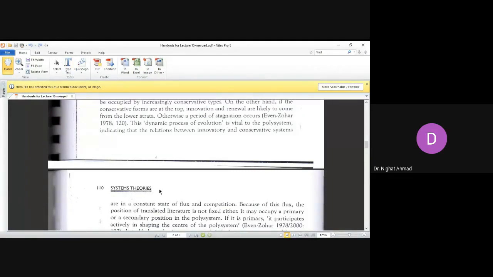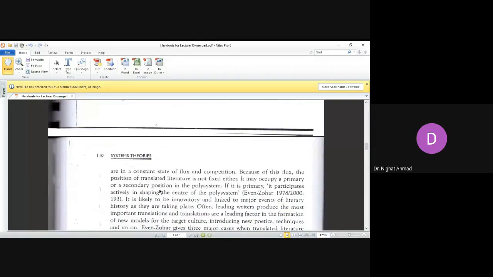How is it in a state of competition? Let's see. Because of this flux, the position of translated literature is not fixed. You don't fix the position of any translated literature. It may occupy either a primary or a secondary position. Since the system is in flux, in change, at one time a translated text will come into a primary position, yet at the same time another text would be in a secondary position in a polysystem.